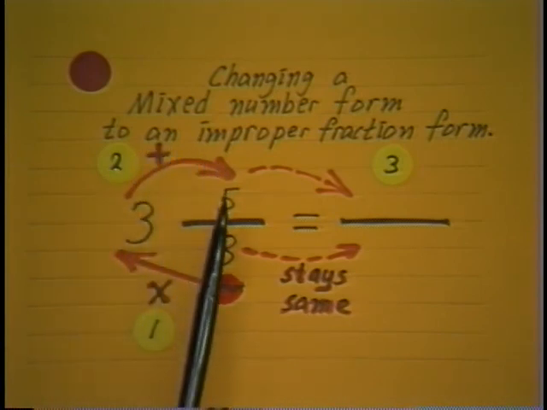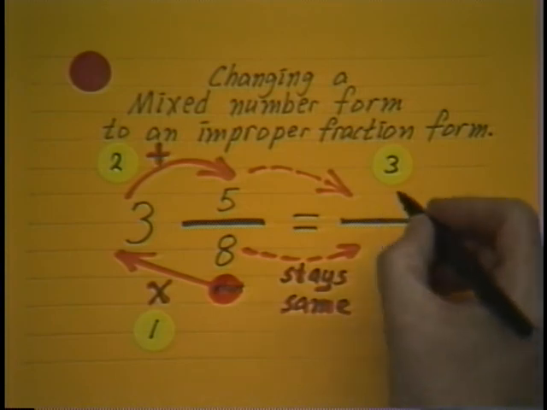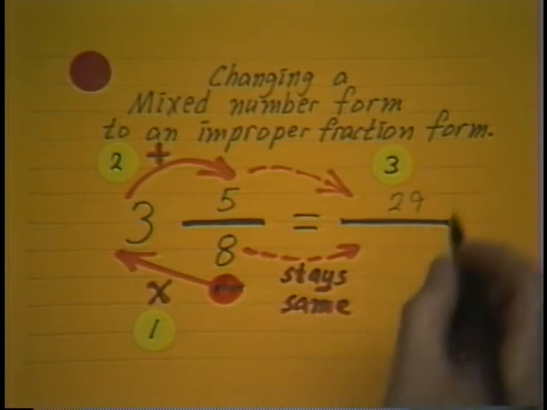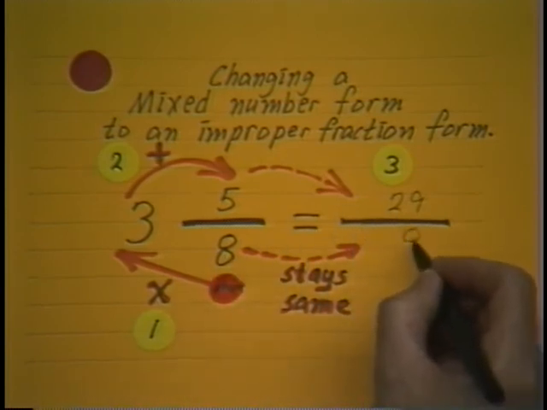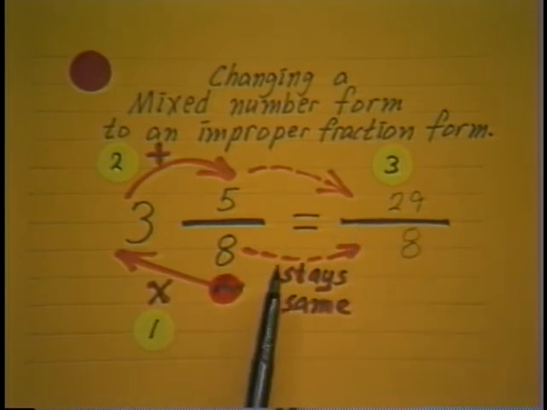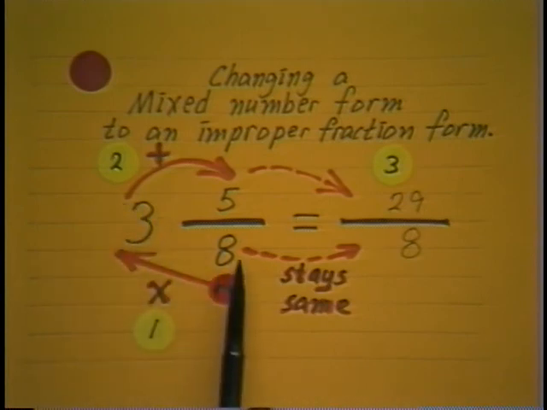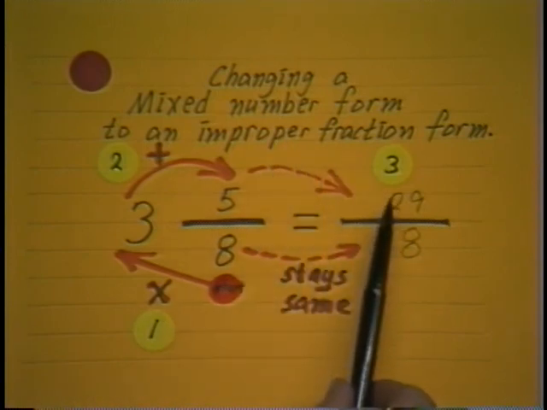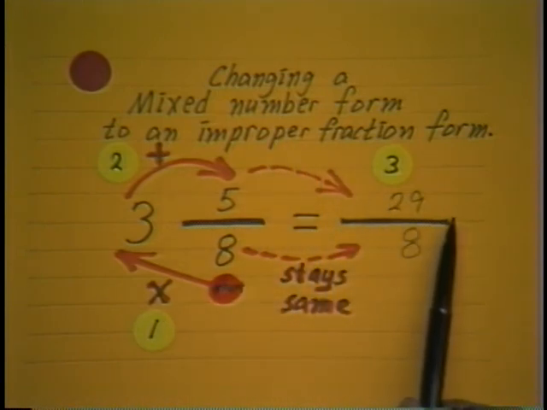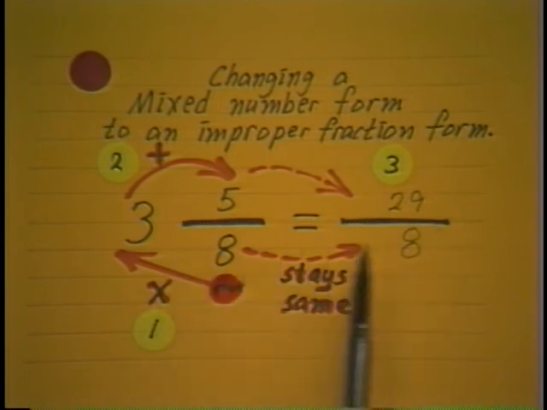Adding that product to this gives me 29 over the denominator, which stays the same. The denominator times whole number. That product added to the numerator. That becomes the numerator of my improper form. Denominator stays the same. I repeat the technical verbiage primarily so that you can get more and more used to it as we go along.